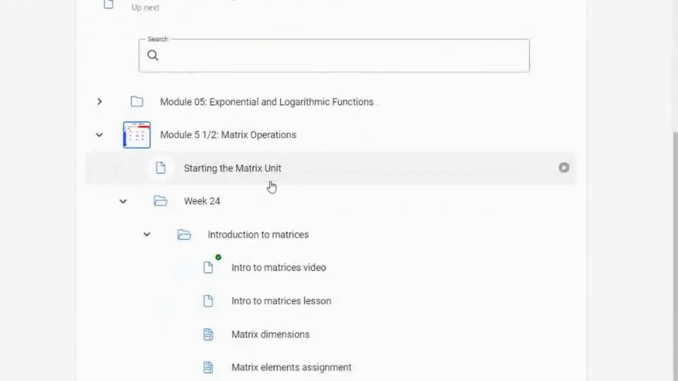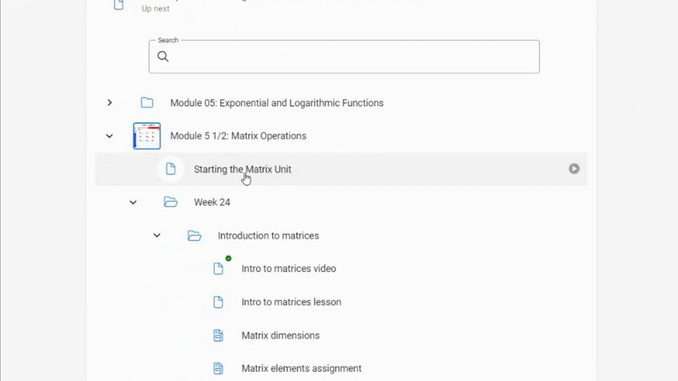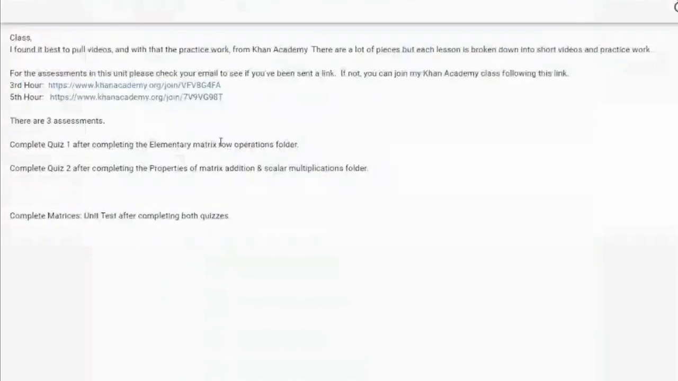All right, now here's the important thing that each of you will need to do if you haven't already. You should have gotten an email from Khan Academy. If not, look at this, starting the matrix unit. We're pulling this from Khan Academy. There are 2 links here. This is 5th hour, so you need to click on this link.